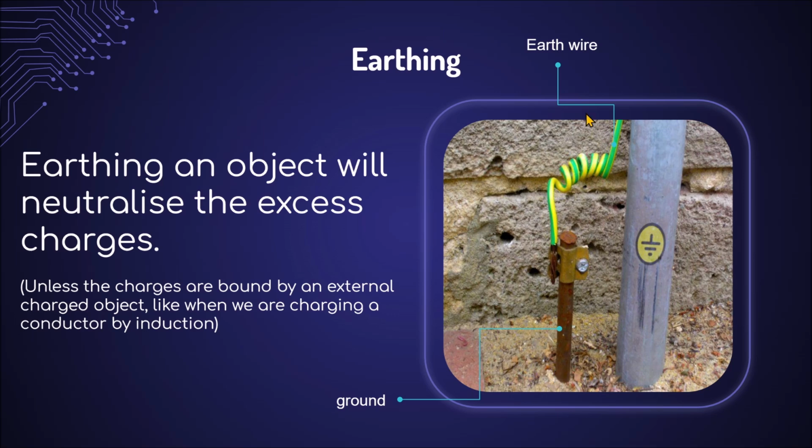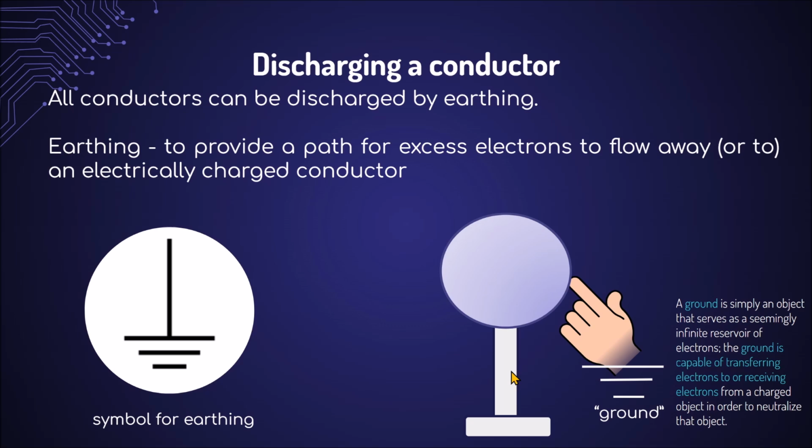Here we have a pole connected to an earth wire, and this earth wire is connected to an electrical conductor, which is stuck into the ground. That's why the name ground comes in. However, the word ground can also mean just an object of substantial size, very big, that allows electrons to flow to and fro from a smaller charged conductor, and our body can serve as the ground. And that's all for the discharging part.